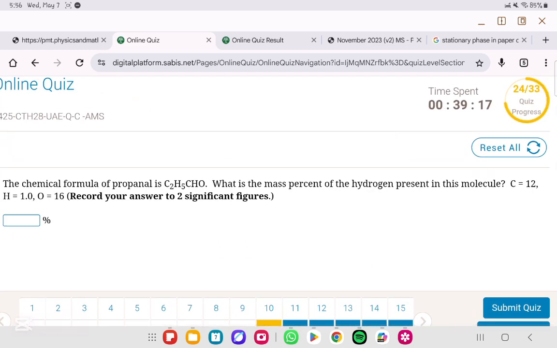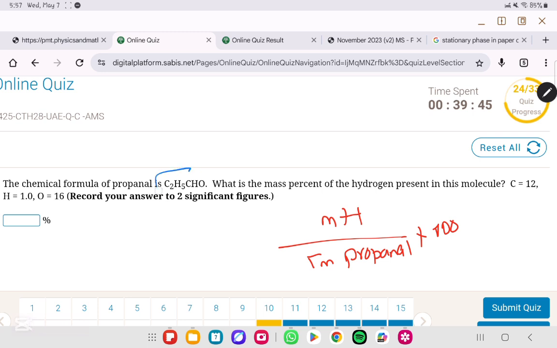So, the chemical formula of propanol C2H5CHO is what? Okay, what is mass percent of hydrogen present in this molecule? What question is this? Okay, the mass percent of hydrogen, very simply, it is the mass of hydrogen over the total mass of what? Of propanol times 100. So what's the mass of hydrogen in propanol? Just count how many hydrogen you have. You have 6 hydrogen, so it's going to be 6 times 1 gram, which is 6 grams.